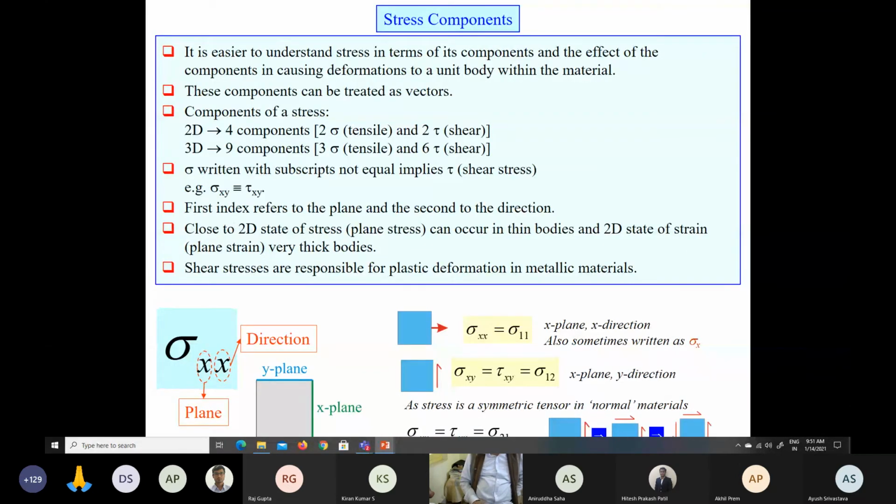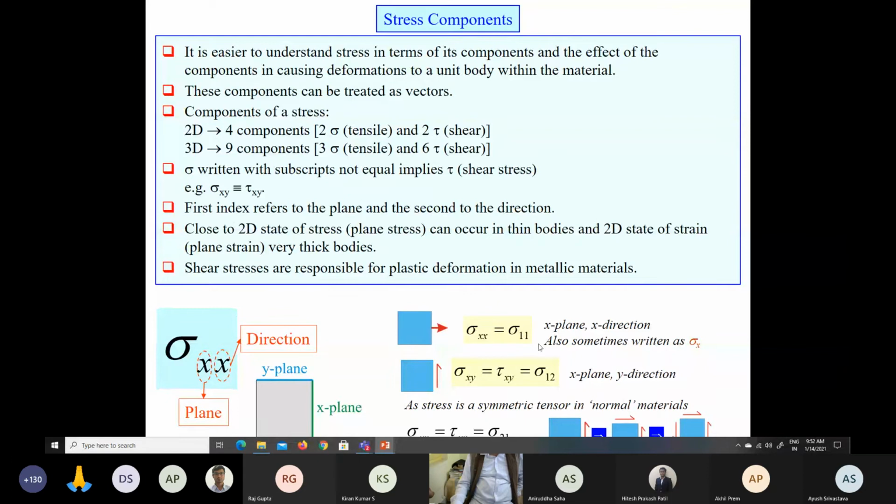The stress components, I hope everybody is aware of the stress components in 2D and 3D. So the stress tensors actually take care of the definition of the plane as well as the direction. So as I told you, stresses cannot be defined without the concept of the orientation of the plane. So if you want to define stress precisely, the tensorial concept is more applicable here because we need to define the plane as well as the direction.